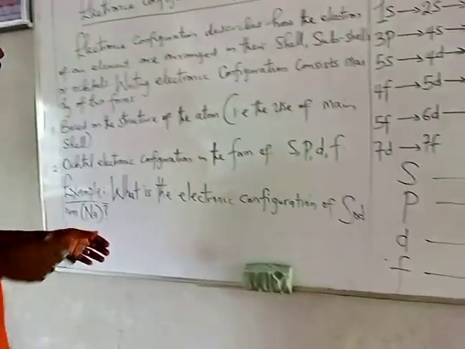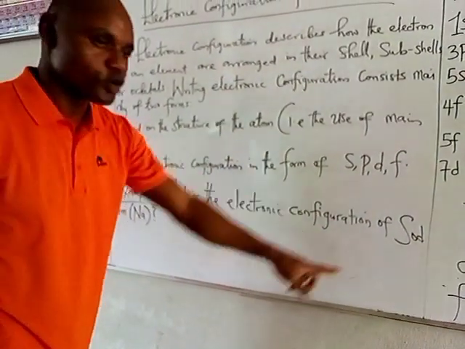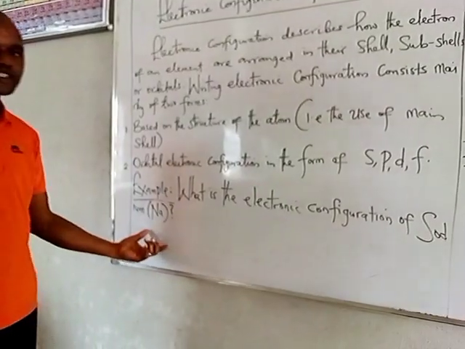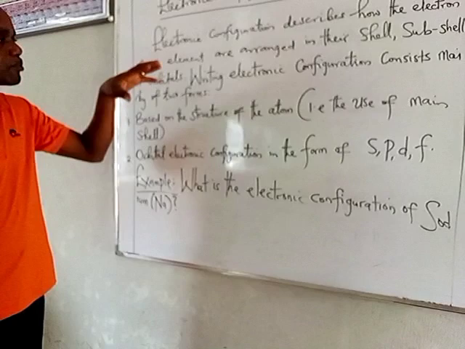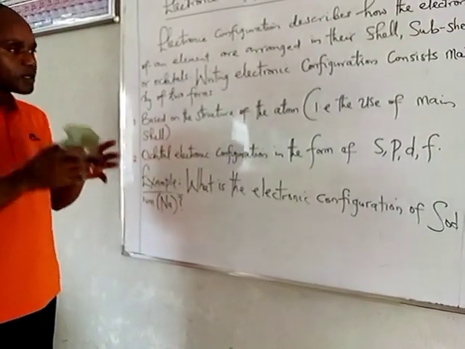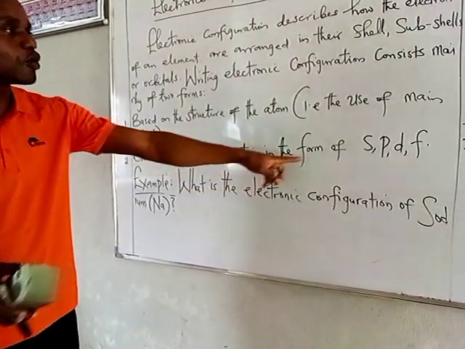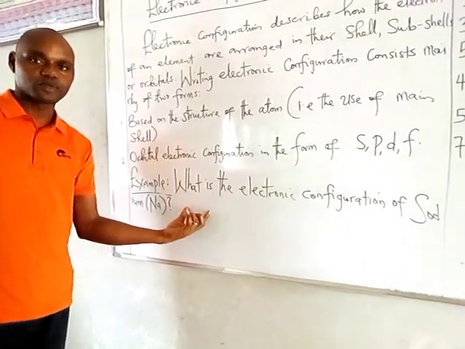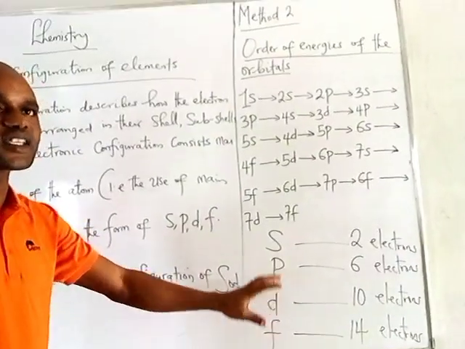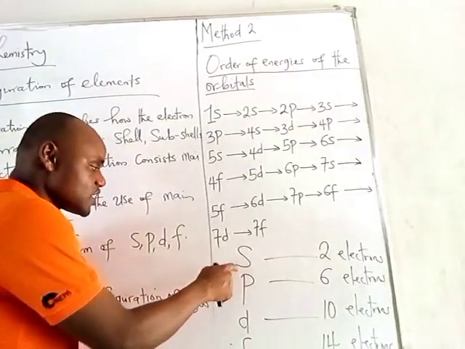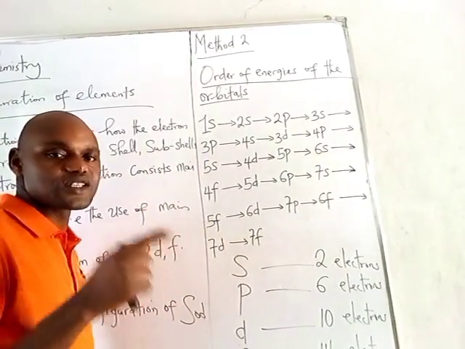So now let's go back to this question. What is the electronic configuration of sodium? This was the example we did earlier, but take note, the method we used in solving this problem was the first method, which is the shell method, that is the structure of the atom. Now, we want to see how we can make use of the orbital electronic configuration in the form of SPDF to solve this problem, following this order of energies as well as the maximum number of electrons that can enter each of the orbitals. Anywhere you see S, have it in mind that the maximum number of electrons that can enter that orbital is 2.